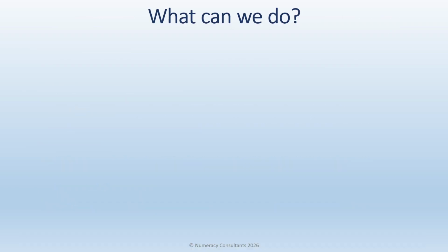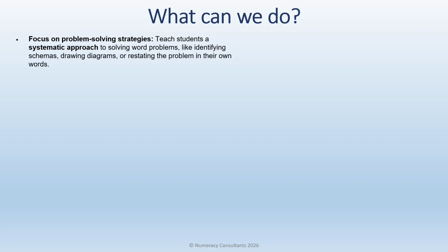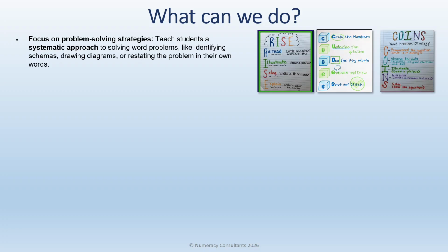What can we do? When you go through all the research, and there's a lot of research out there about word problems and what's the best way to teach it, there's really 5 main thoughts or ideas that keep showing up time and time again. The first is focus on problem-solving strategies. Teach students a systematic approach to solving word problems, like identifying schemas, drawing diagrams, or restating the problem in their own words. That doesn't mean, though, and research is also really clear about this too, if you just have your students memorize steps or try to memorize keywords, they're not going to have success because those are really short-term fixes and those don't work in the long term.